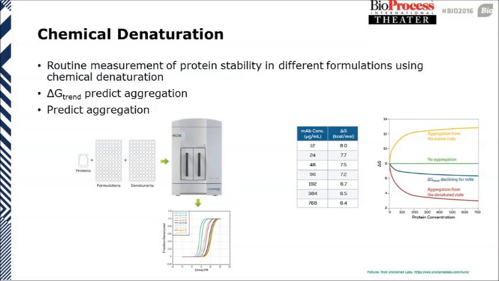So the next technique I want to touch on is chemical denaturation. This is a new technique that's only been around for about 18 months, and it's looking at protein stability through chemical denaturation. You're taking a protein, putting guanidine into it, and then heating the protein, and you're looking to see the unfolded state of the protein in the presence of guanidine. This is some work that we've been doing with Unchained Labs, who have now commercialized this instrumentation.